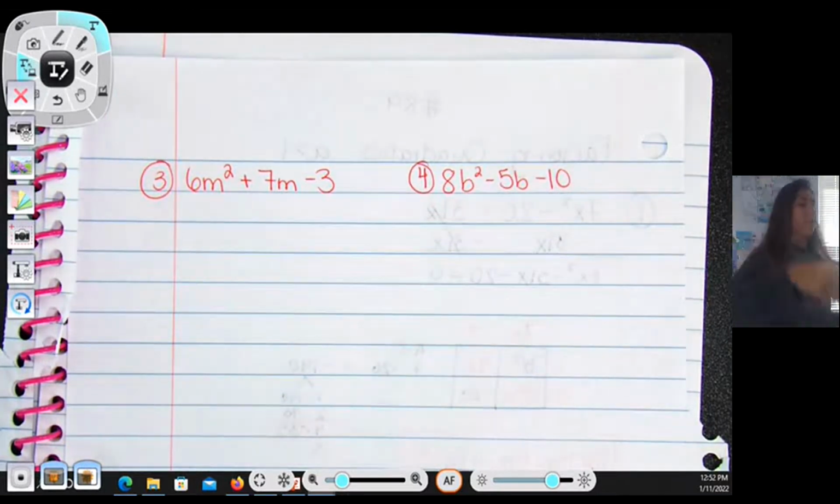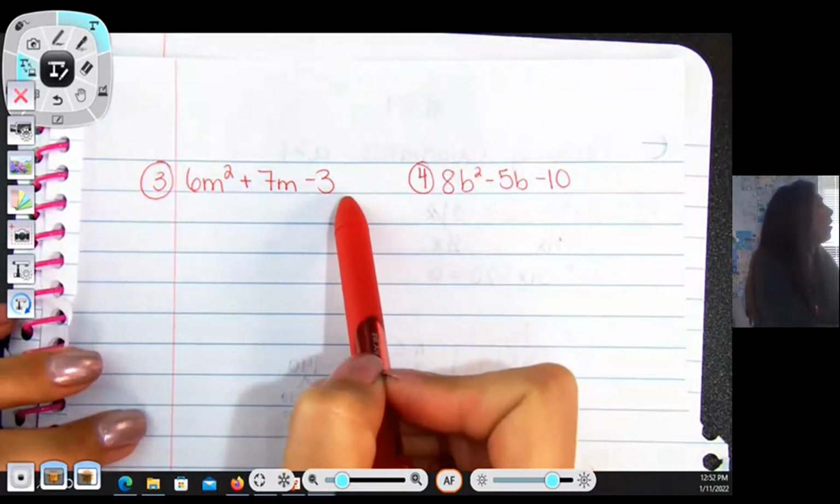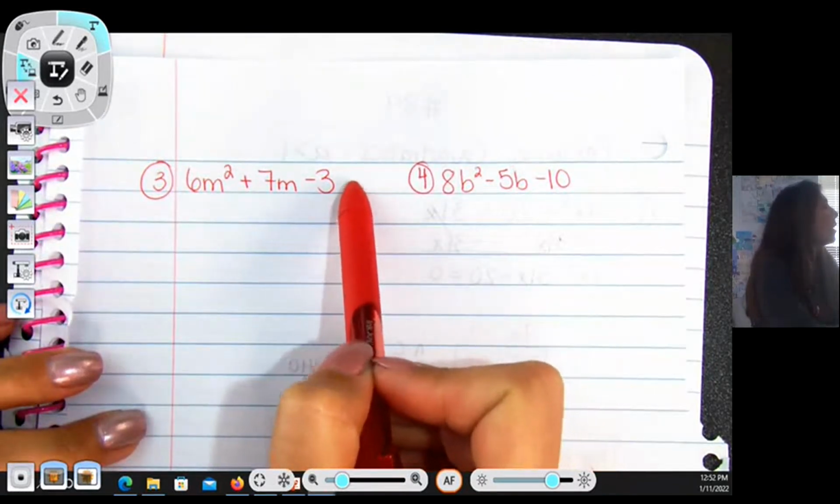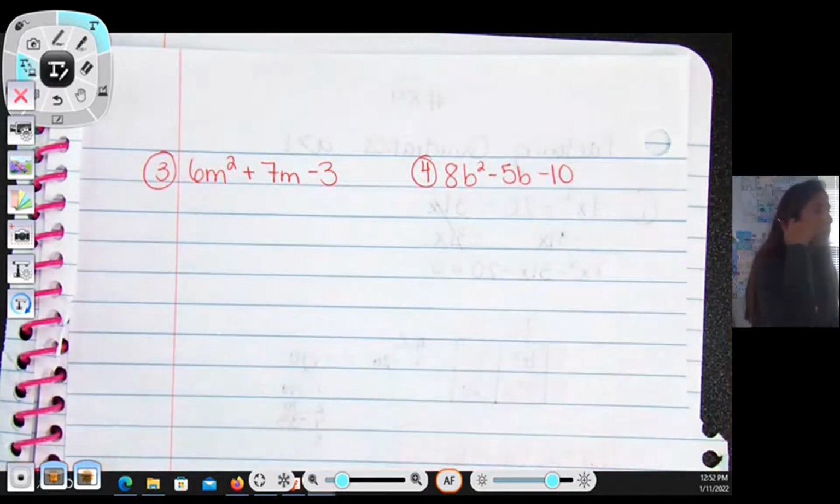Wait, wouldn't it be equal to 0? Sometimes they'll say equals 0, sometimes they won't. It doesn't matter. It's gonna be the same type of problems anyways.